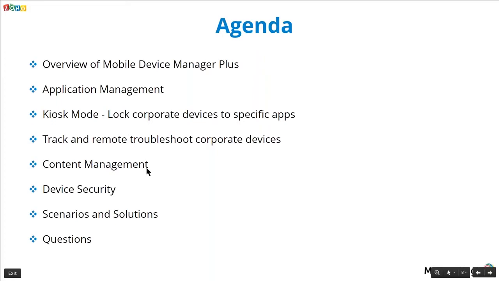devices that will help you securely distribute your corporate documents onto mobile devices, protect your corporate data, and ensure compliance. We will then move on to device security, where we will discuss the various device protection policies available in case one of your devices gets misplaced or stolen. After this, we will discuss a few scenarios and solutions before taking on a few questions that were asked during the course of this webinar.